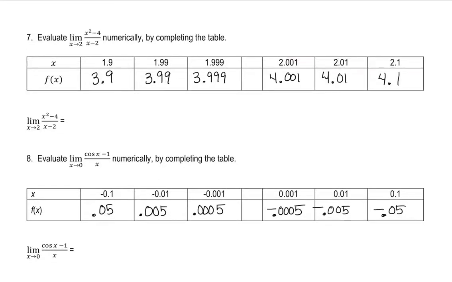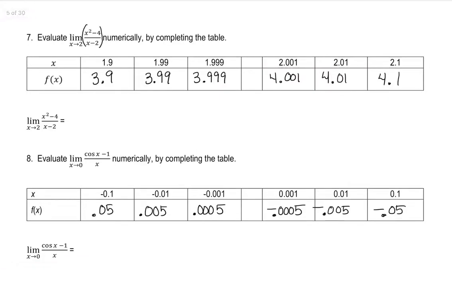We're now going to talk about how to evaluate limits numerically. First, I already have the numeric values filled in, although I am going to show you a couple of features on your calculator just to make sure you're doing this in an efficient manner. The function we're looking at is the limit as x is approaching 2 of x squared minus 4 over x minus 2.